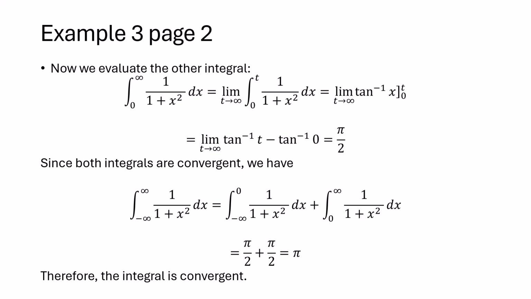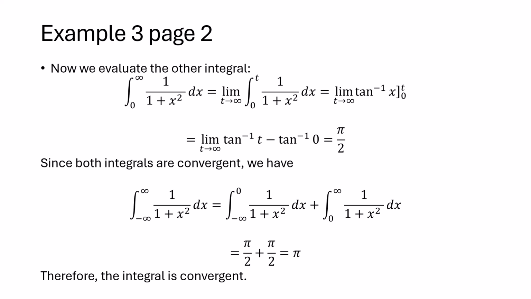Now we evaluate the other integral, the integral from 0 to infinity of 1 over 1 plus x squared dx. Again, the same process. We have the limit as t approaches infinity from 0 to t of 1 divided by 1 plus x squared dx. Again, the inverse tangent results, and we have the limit as t approaches infinity of the inverse tangent of x from 0 to t. This again becomes the limit as t approaches infinity of the inverse tangent of t minus the inverse tangent of 0. We know from our previous calculations that the limit as t approaches infinity of the inverse tangent of t happens to be pi over 2.